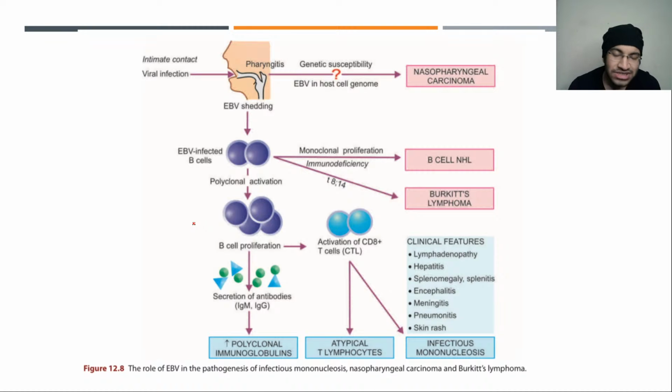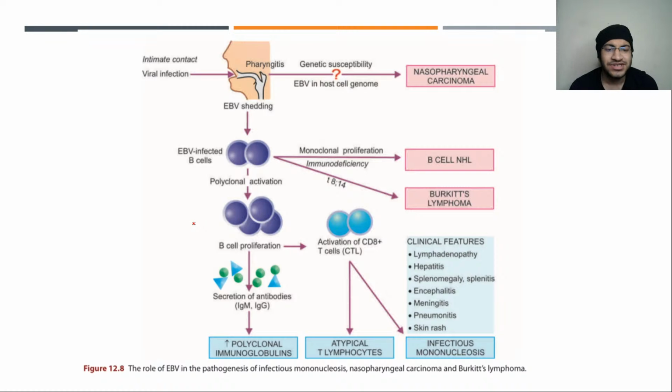If there is a polyclonal activation, as we studied above, then this B cell will proliferate and activate the CD8 plus T cells, that is cytotoxic T lymphocytes, and so they will be producing the symptoms. Then the B cell proliferation will be secreting the antibodies, initially IgM, and after IgM, IgG, and IgG will live in the body for the whole life. So thus there will be an increase in the polyclonal immunoglobulins, right?